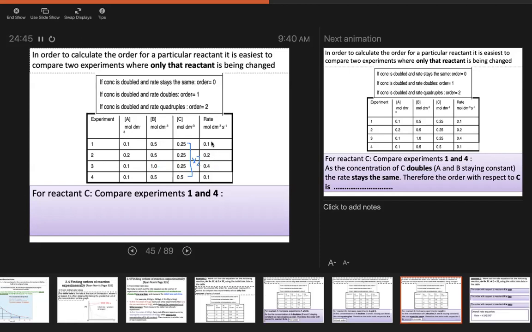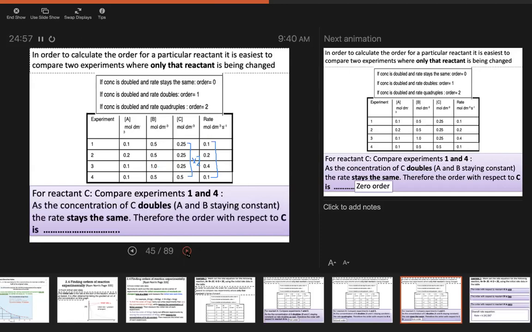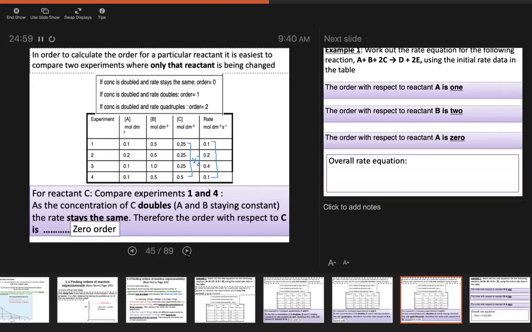What can you say about the rate? It's the same. Unchanged, that's right. So what can you say about the order with respect to C? Zero order, that's right. So for reactant C, you can write the rate is unchanged. So hard to spell. Unchanged.